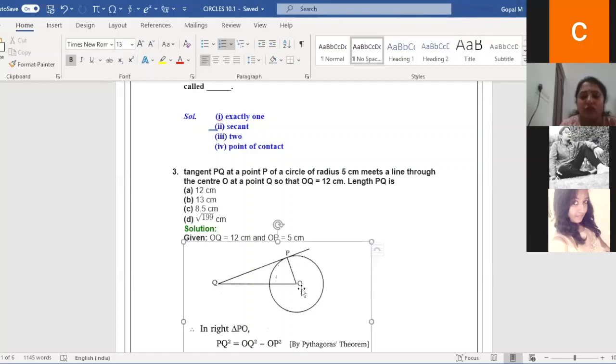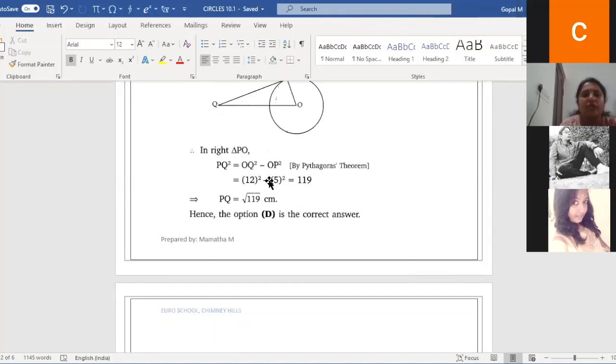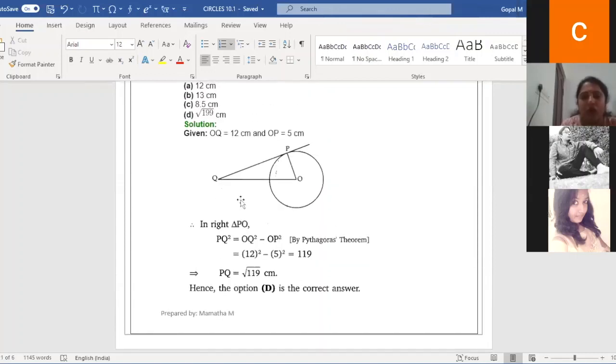According to the Pythagoras theorem, the square of the hypotenuse is equal to the sum of the squares of the other two sides. Here angle P is the right angle, and the side opposite angle P is the hypotenuse, that is OQ. So OQ square is equal to OP square plus PQ square. Since we need the value of PQ, PQ square is equal to OQ square minus OP square. Am I clear, children? So apply the values. 12 square is 144, 5 square is 25, 144 minus 25 is 119. So the answer is D. I hope you all got the answer.